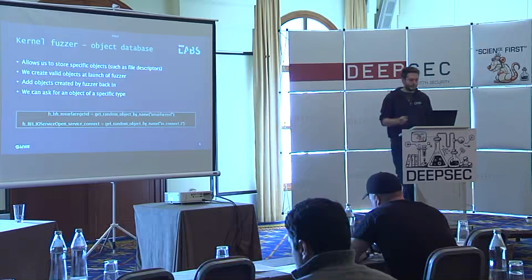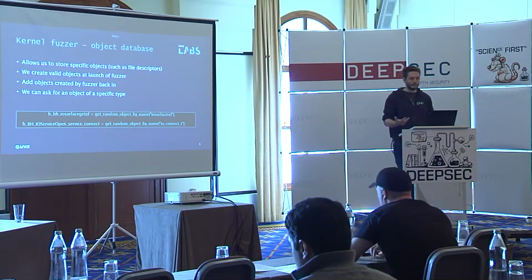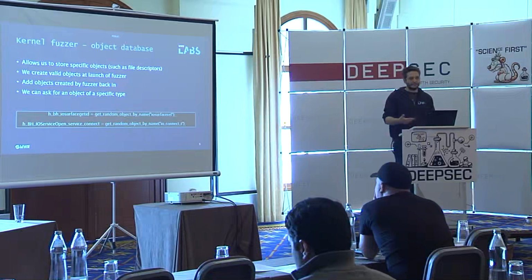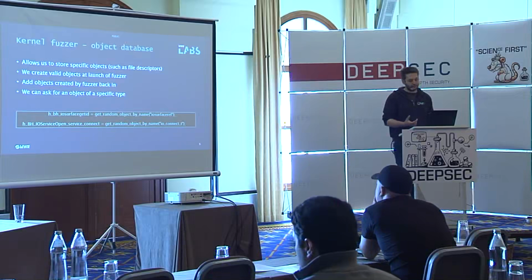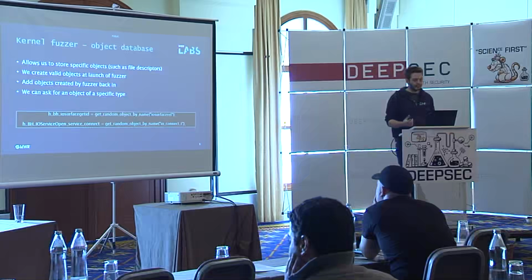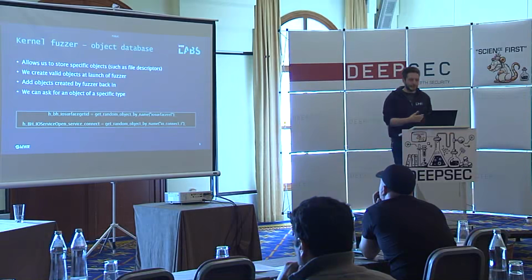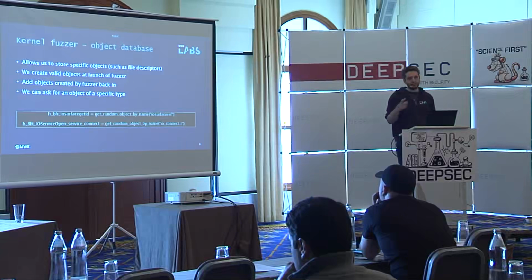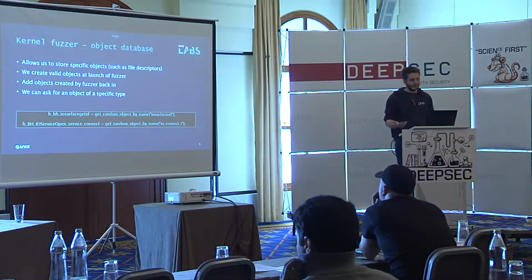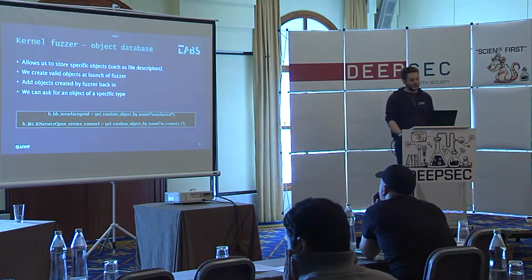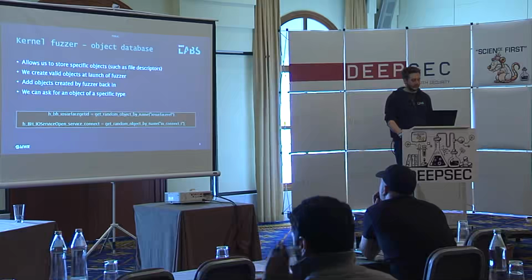Another big aspect of the fuzzer is what we call an object database. What this does is it allows us to store very specific objects, such as file descriptors that a lot of the calls are expecting. If a call is expecting a file descriptor, you can't just give it a random int and expect it to work. It's expecting to receive a valid file descriptor. So we store these in what we call an object database, and we just create a bunch of valid objects at the launch of the fuzzer. And as the fuzzer's running, it might start returning to us more valid file descriptors or whatever else, so we can just pop those back into the object database.